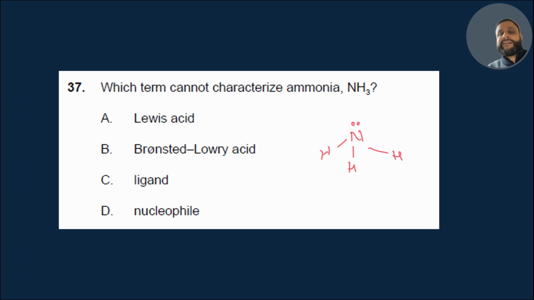A is Lewis acid. A Lewis acid is an electron pair acceptor, which seems not right because ammonia cannot accept a pair of electrons because nitrogen always follows the octet rule. Hence, A is the correct answer. Option B, Brønsted-Lowry acid, might be possible. If it is, then we can have the NH2 minus species produced plus H plus. So A is the correct answer.